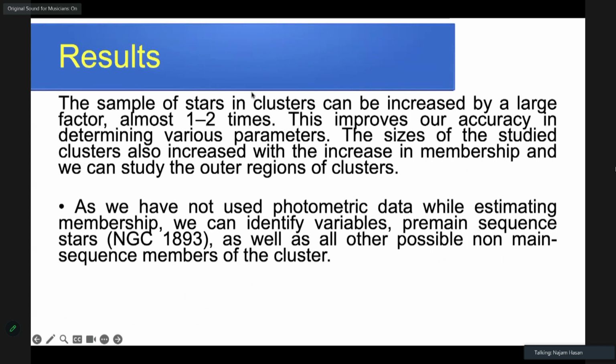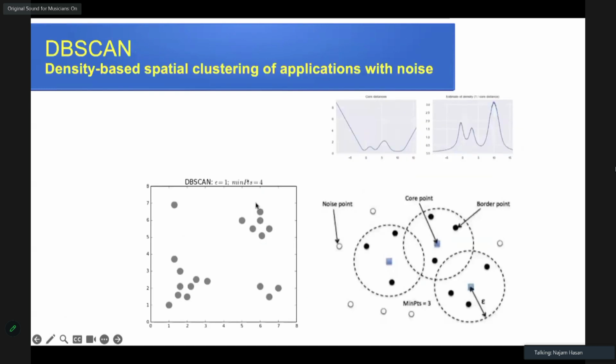The sample of stars and clusters can be increased by a large factor of almost 1 to 2 times. This improves accuracy in determining various parameters. The size of the clusters is studied and increases with increasing membership, and we can study the outer regions of the cluster. As we did not use photometric data while estimating membership, we can identify variables, pre-main sequence stars, as well as other possible non-main sequence members of these clusters.